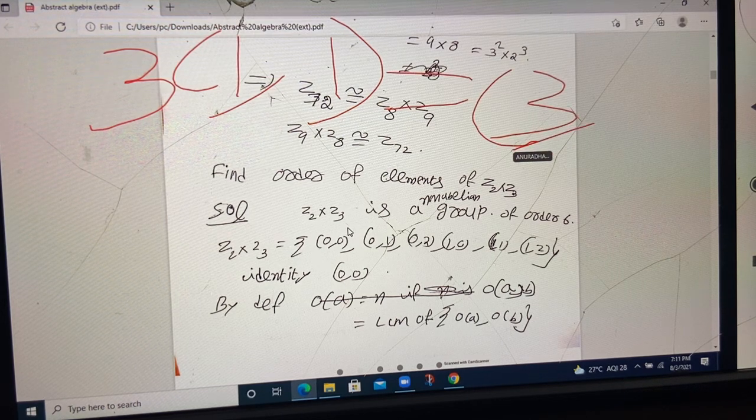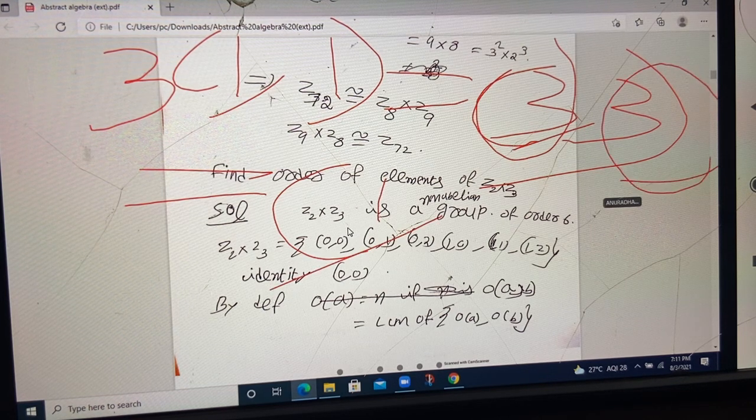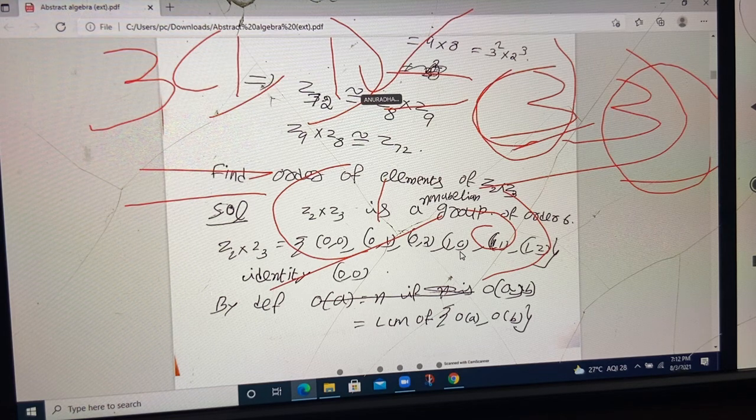What is 3 under modulo 2? 3 when you divide by 2, remainder is 1. 3 when you divide by 3, remainder is 0. So we are able to write (1, 0) as 3 into (1, 1). So we could write (0, 0), we could write (0, 2), we could write (1, 0).